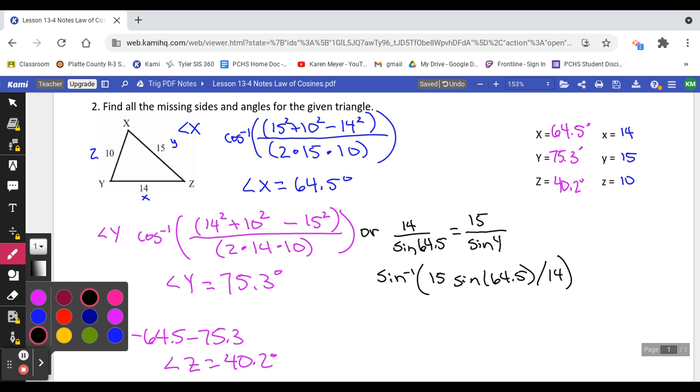So if I go over to my calculator and I type this in exactly how it looks, then I come up with angle Y to be 75.25, which would round to 75.3. And then you're going to notice it's the exact same answer I got with doing the law of cosines. So in some of the problems, you could be able to switch back and forth at a certain point between the law of sines and the law of cosines. That's it.